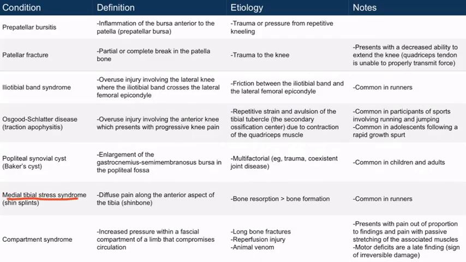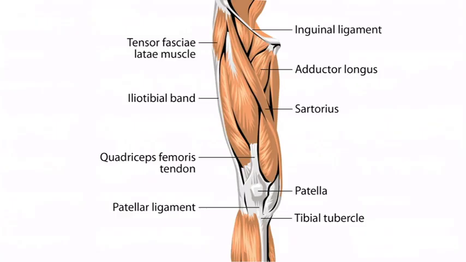Medial tibial stress syndrome, also known as shin splints, is characterized by diffuse pain along the anterior aspect of the tibia. This occurs because bone resorption outpaces bone formation. It's common in runners. From this image, you can see the tibia or shin bone right here. So diffuse pain occurs all along the anterior aspect of the bone.